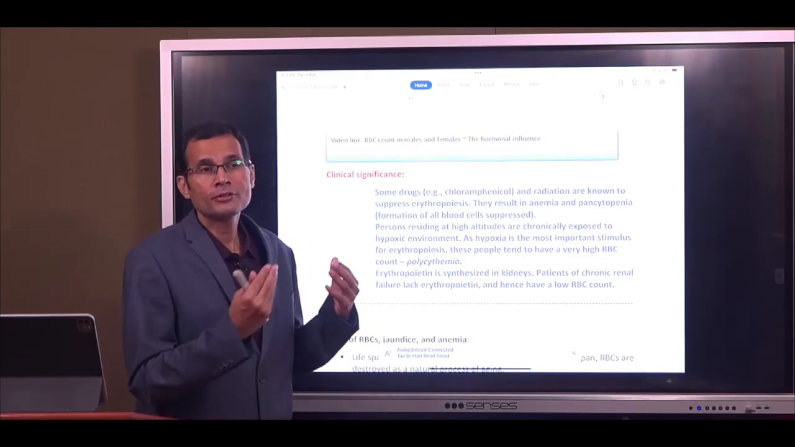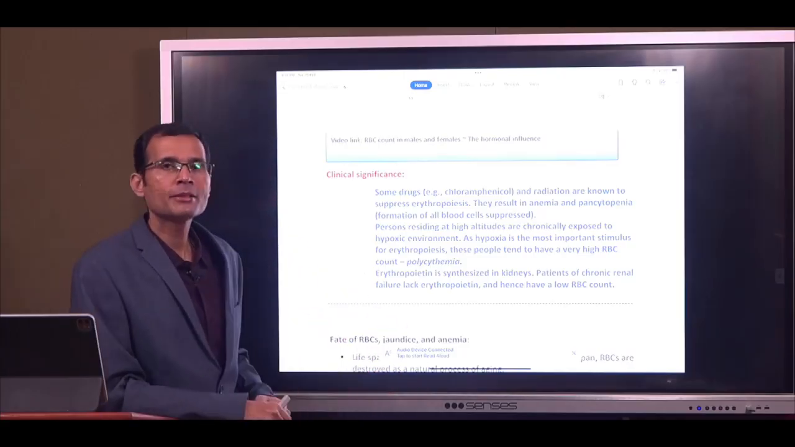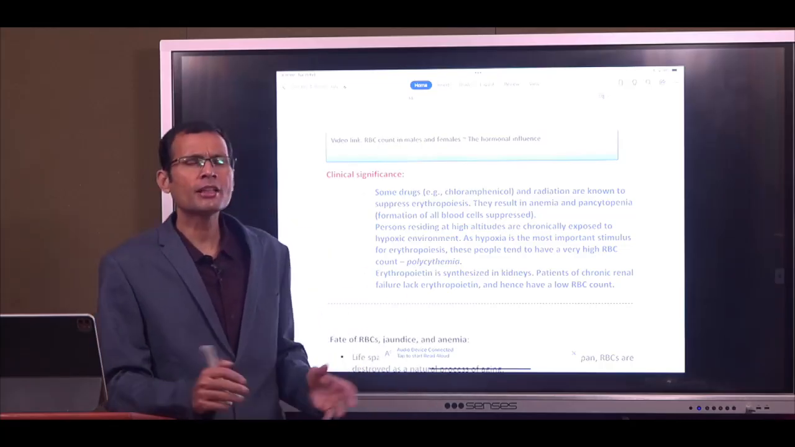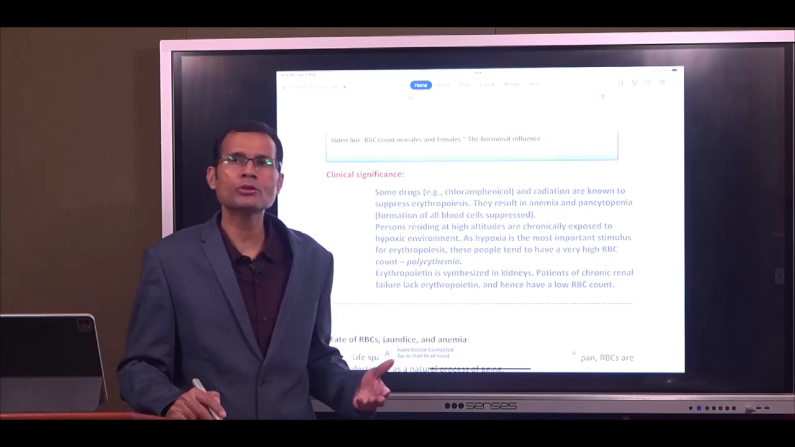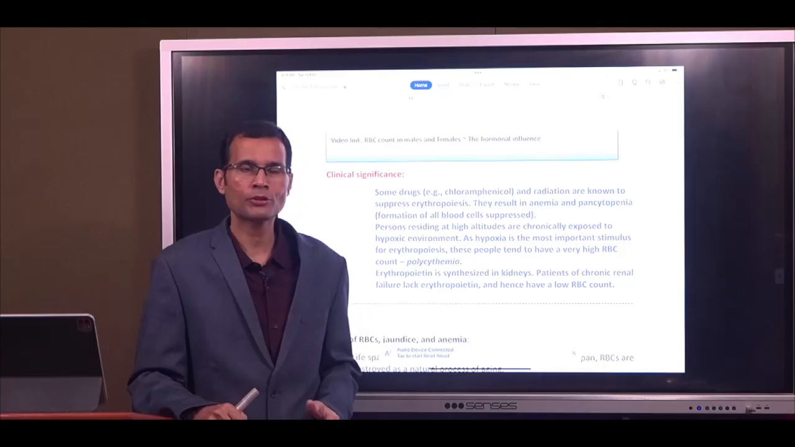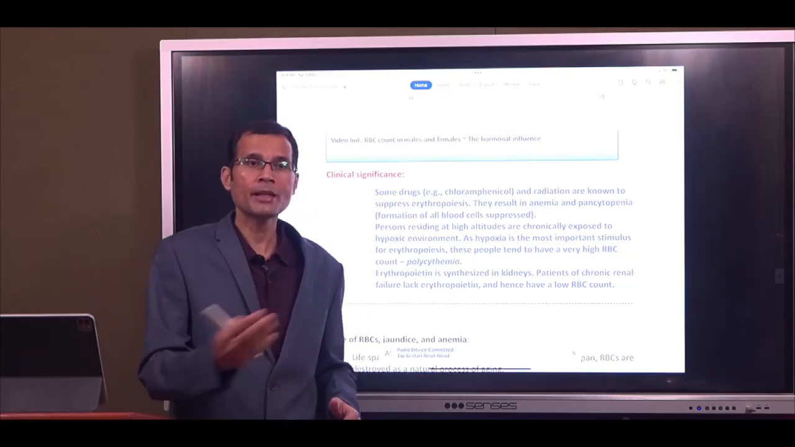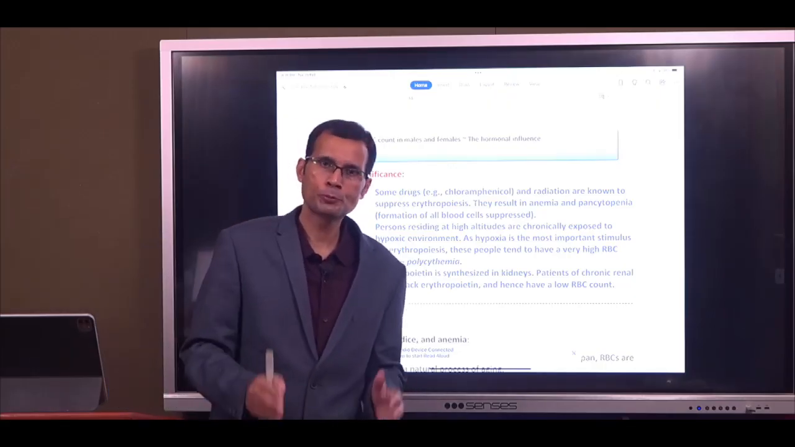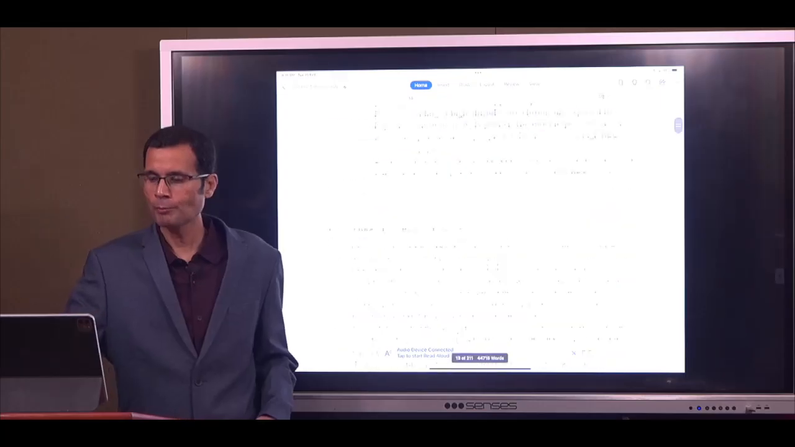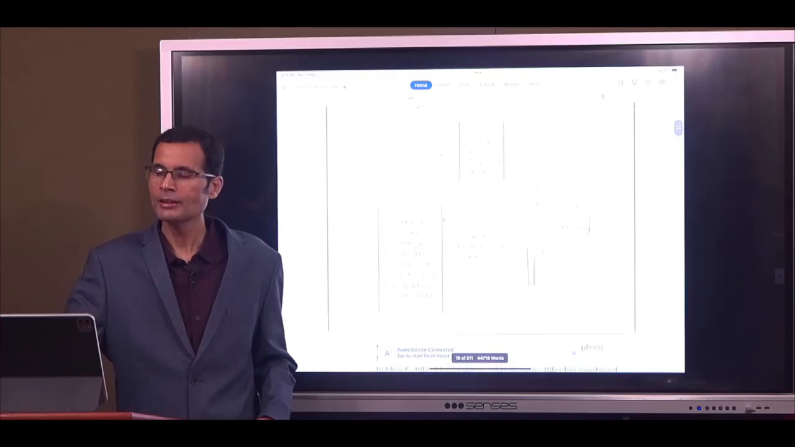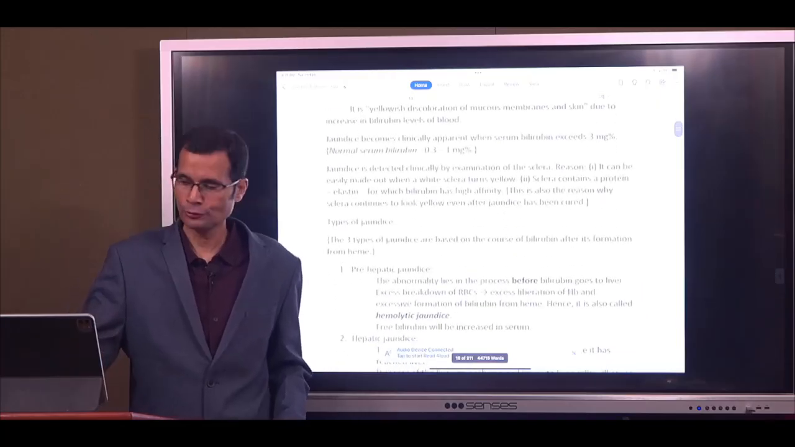Therefore, the reason that males have a higher RBC count is testosterone. There is some evidence that estrogen may suppress erythropoiesis, and therefore females may have a lower RBC count, but there is no conclusive evidence to prove this. Therefore, males have a higher count compared to females. That's the correct statement, and that's because of the presence of testosterone.